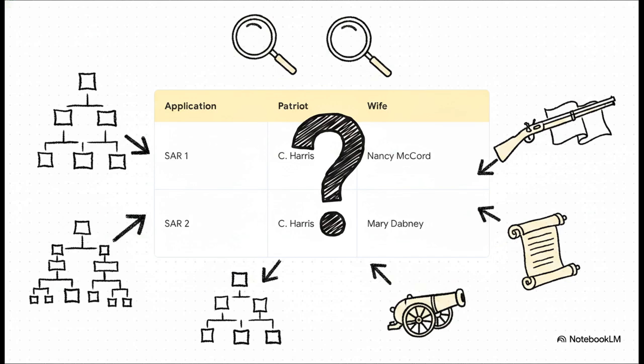Now, both agree on his birth in 1725, his death in 1794, and his parents. But look at these glaring discrepancies. Application 1 says his wife was Nancy McCord with one specific set of descendants and one description of his patriotic service. Application 2 says his wife was Mary Dabney, with an entirely different descendant structure and service description.